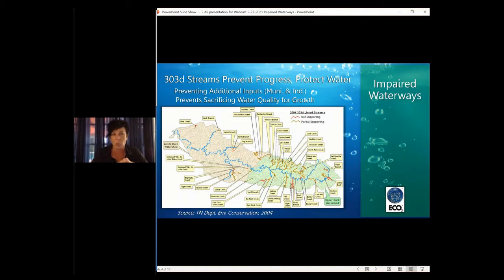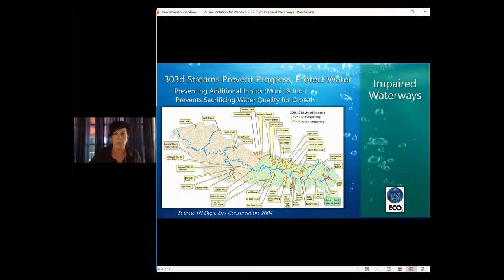Taking a deeper dive into one state, this is an example from the state of Tennessee, and this map is actually from 2004, but this map shows all of the streams that were currently listed as 303D in the state of Tennessee. So there's a lot of rivers there, and you can see a lot of them are interconnected. So adding oxygen or reducing a load in one part of the system may have an impact on a downstream part of that system.